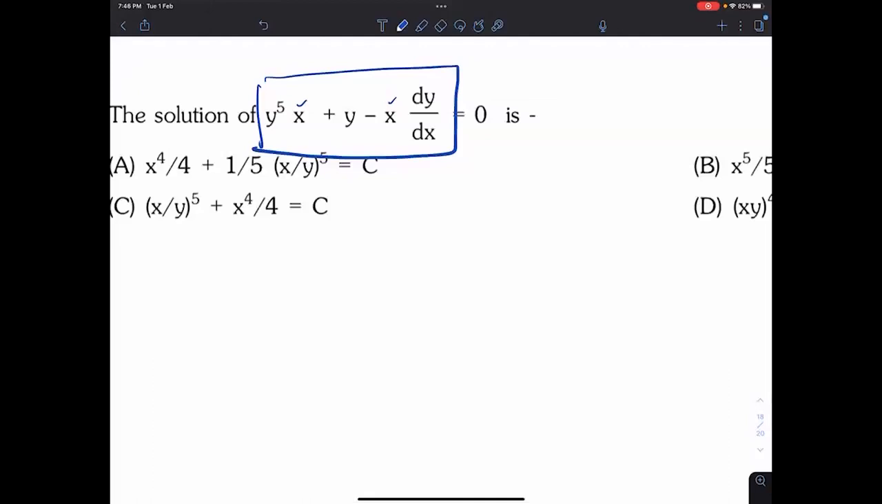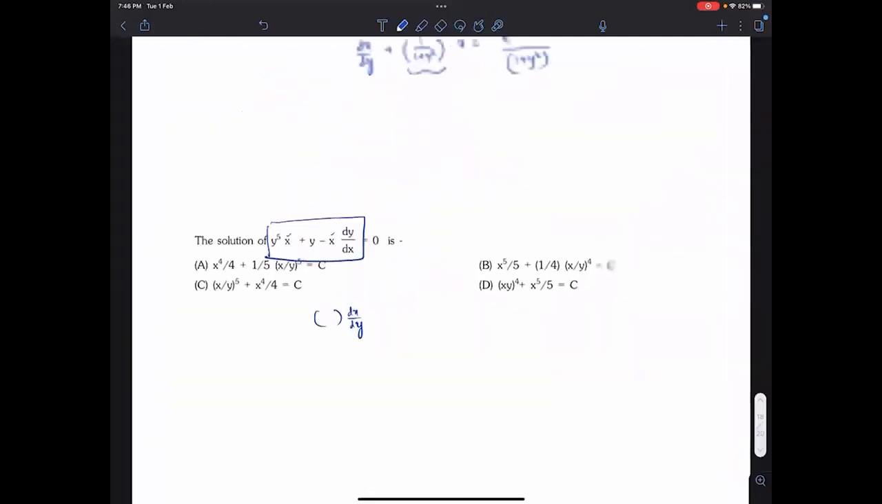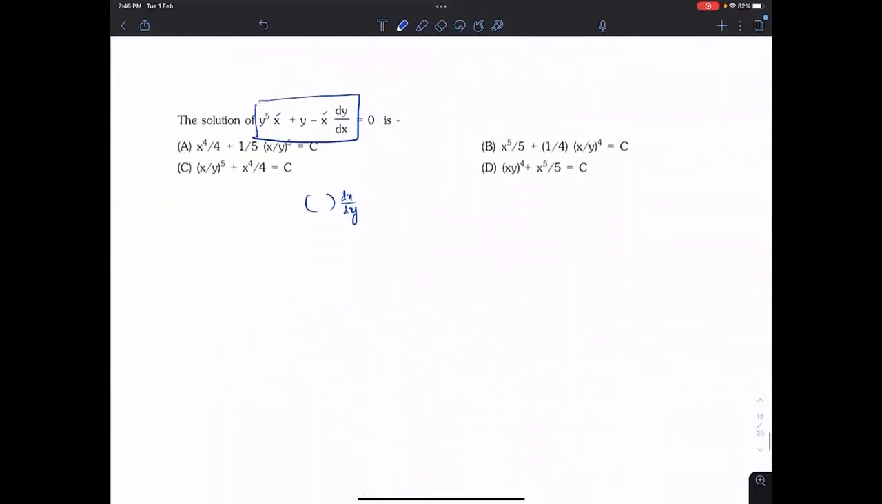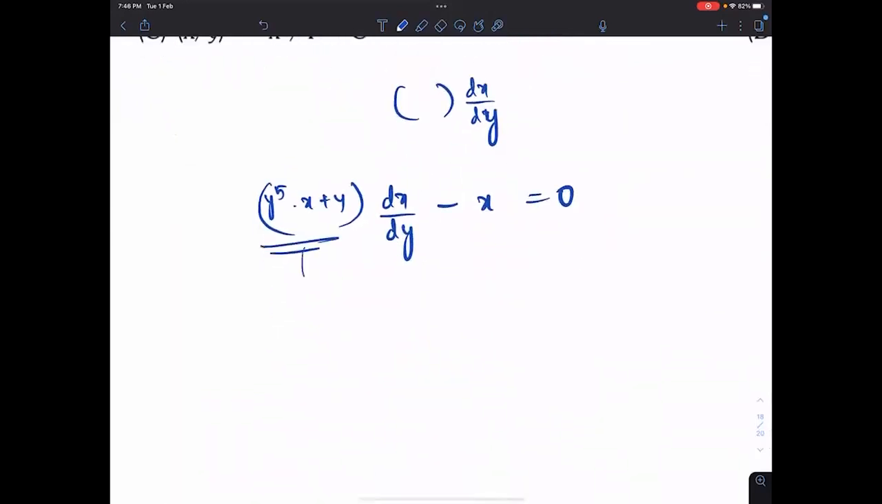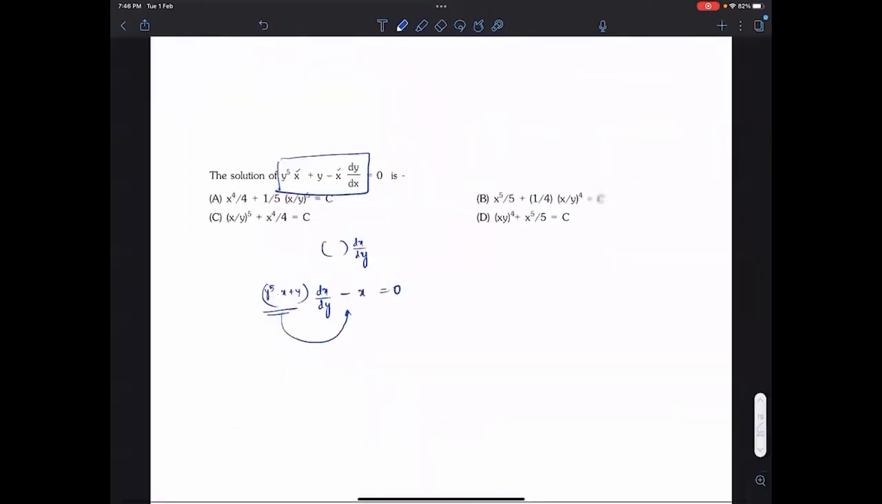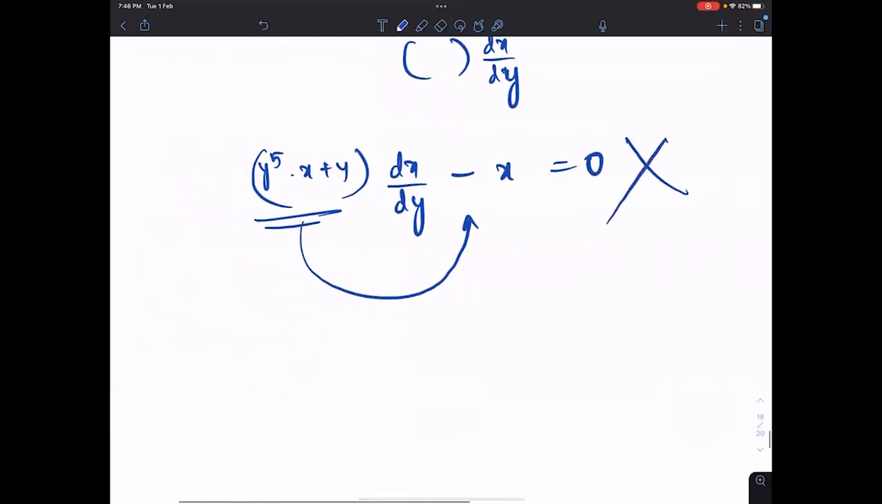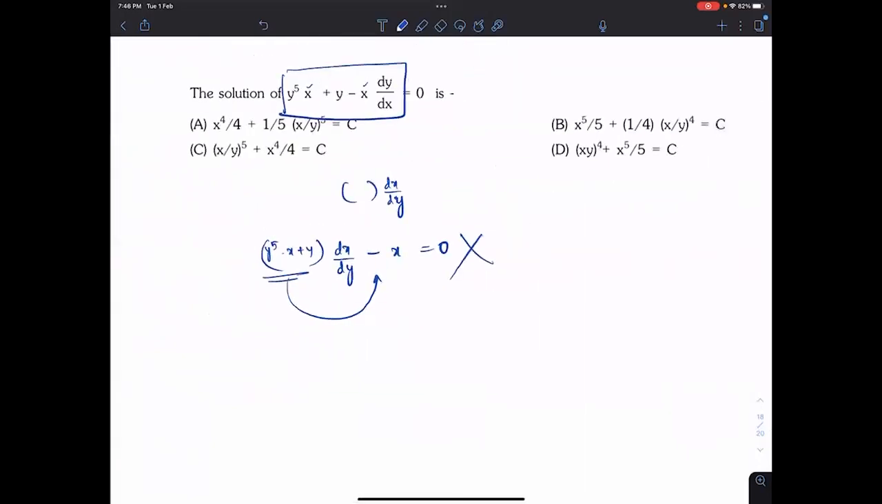But if you are writing LDE in x, then your dx by dy, whatever you are writing, its coefficient must be of degree 1, like only one. Let us write it like that. y power 5 into x plus y into dx by dy. If you are thinking it is LDE in x, but if you divide by this, then your coefficient can't be purely in terms of y, no? So it is not LDE in x. It is not LDE in y also.